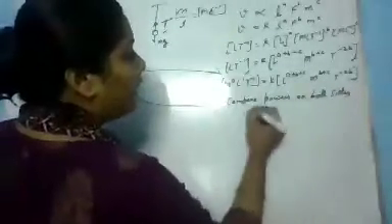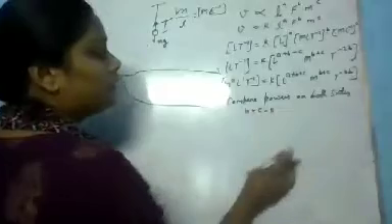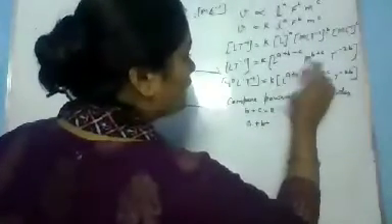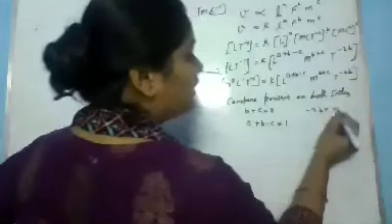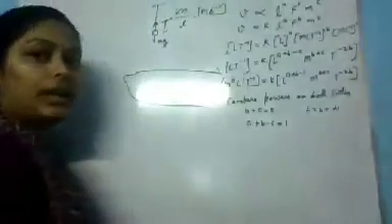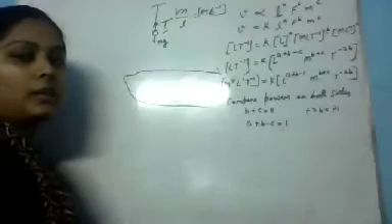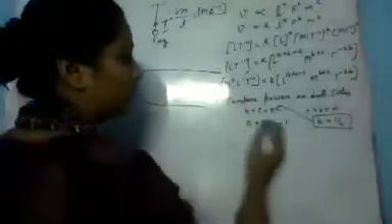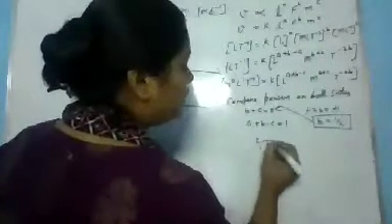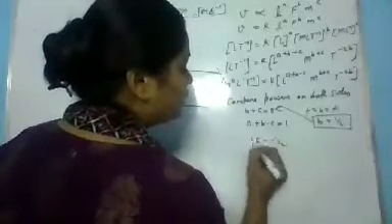So, M to the power 0, so B plus C equals 0, right? Now, L to the power 1, that means A plus B minus C equals 1. T to the power minus 1, so minus 2B equals minus 1. Minus minus cancel out, right? And the value of B will be 1 by 2. We can put this value in this equation and we can find out the value of C. Okay? So, the value of C will be minus 1 by 2.